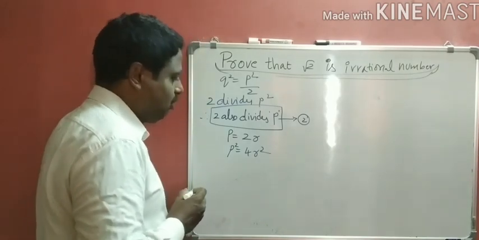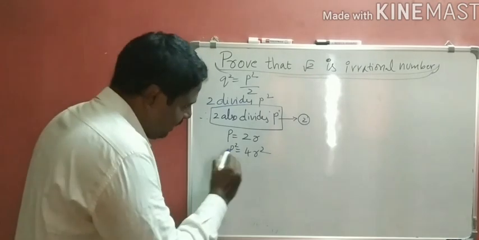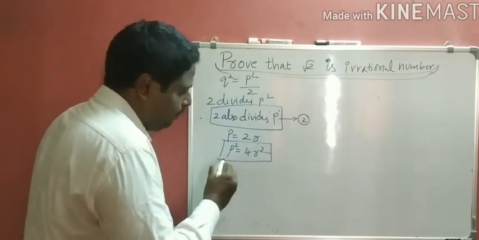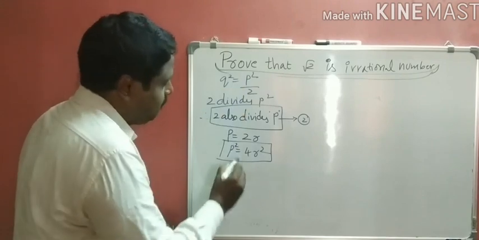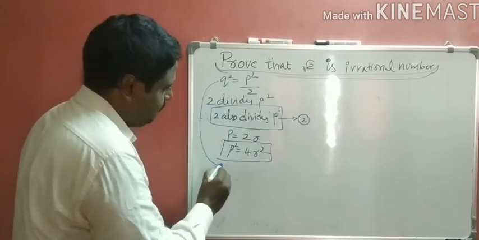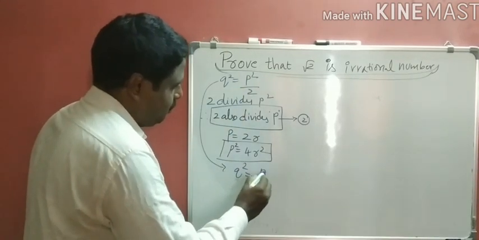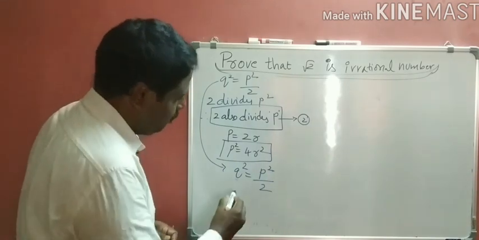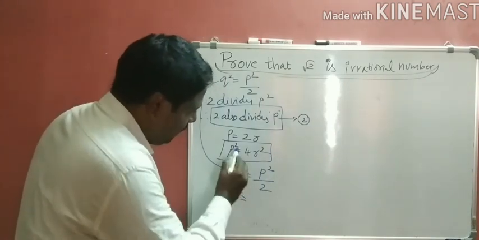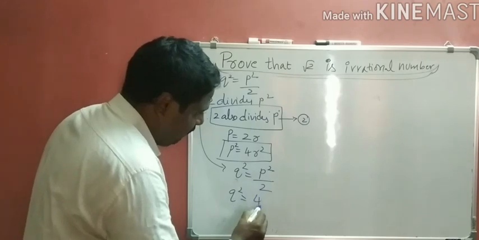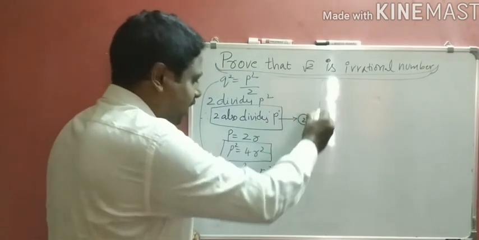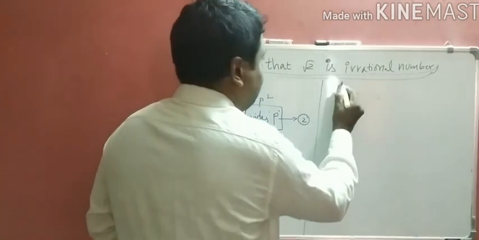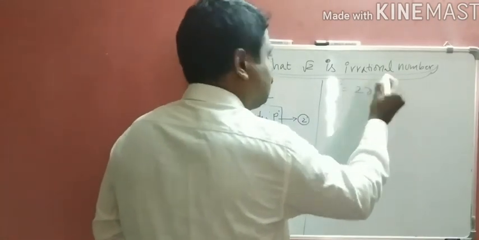P square is equal to 4R square. In the previous case, what we have? Root 2 is equal to P by Q, so that Q square is equal to P square by 2. Now we write Q square is equal to, in the place of P square, you write this 4R square by 2. 2 ones, 2 twos. So what you get? Q square is equal to 2R square.